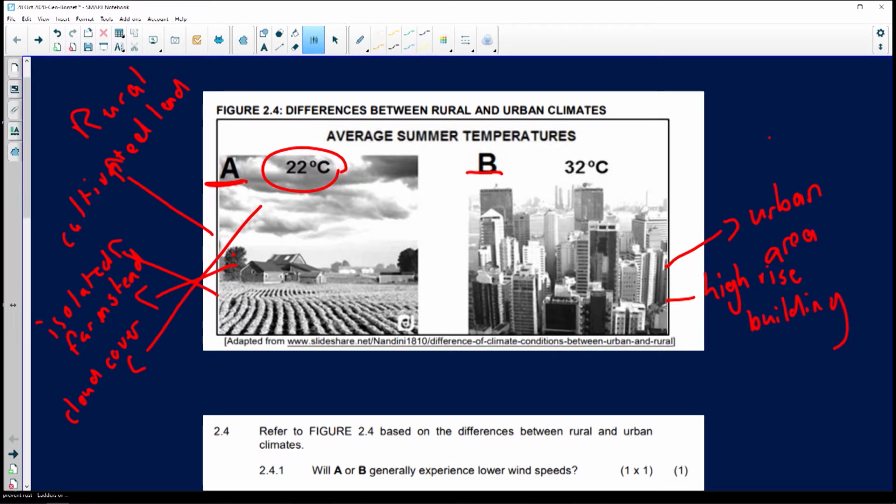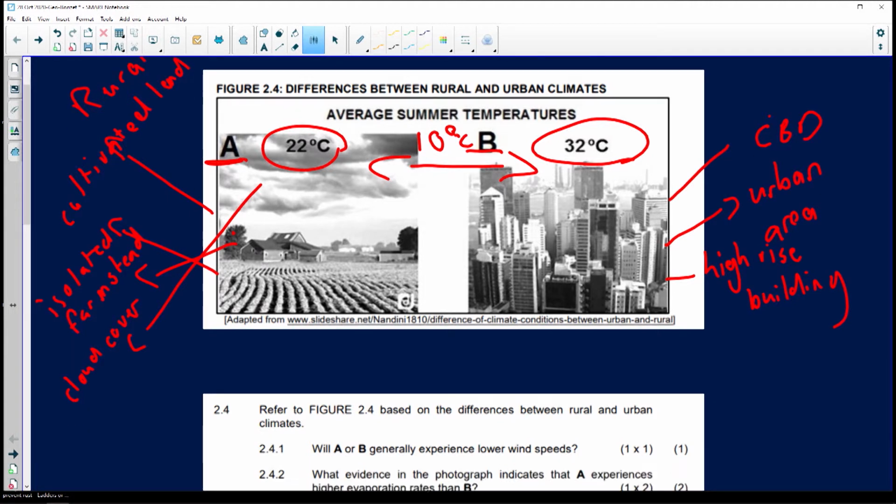Okay, and we can even go a little bit further like I did with the rural areas. We can identify figure B as the CBD. And very importantly, pay attention to the temperature that's been given to us, 32 degrees Celsius. Now, as you can see, there is roughly between the two of them a 10 degrees Celsius difference. So if we just look at the photos, the information being given to us is that the urban area is 10 degrees warmer than the rural areas. Okay, and there's a number of factors that play a role in it.